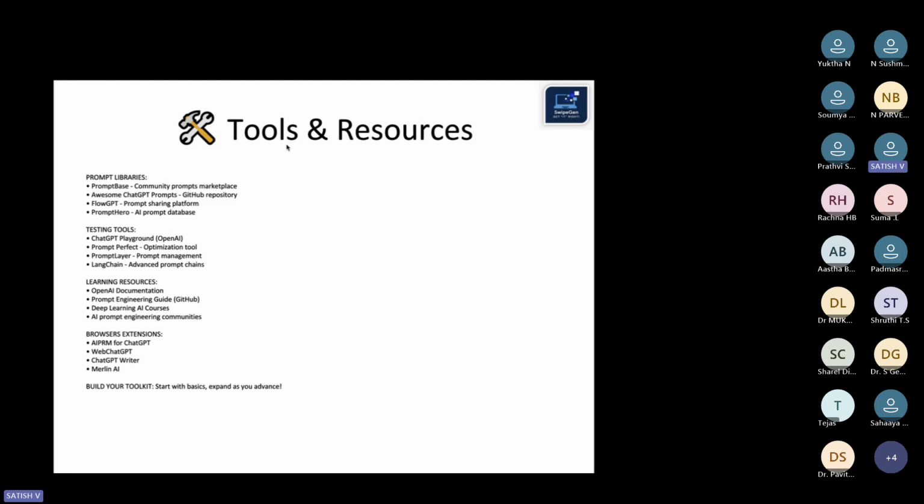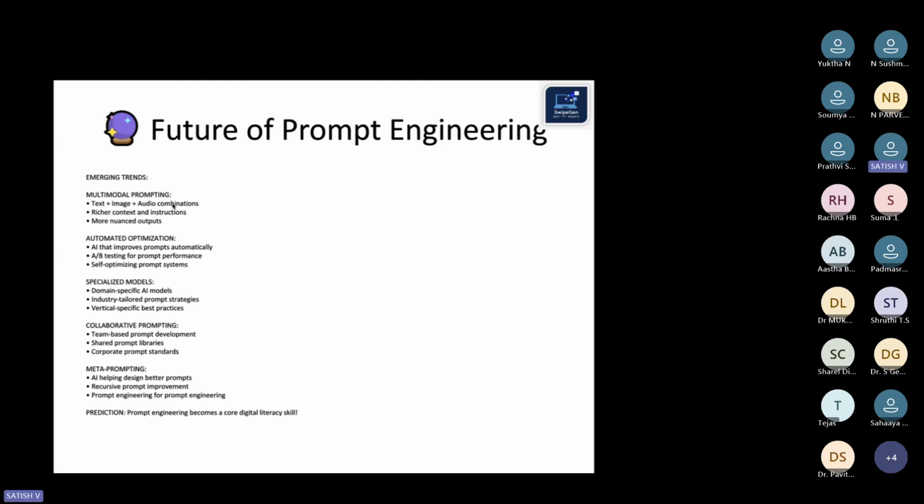This is one of the important slides which I always include at the end, so that we all can have better proficiency in prompt engineering. In the future, it would be text plus image plus audio combinations. Currently, we are in text plus image. In future, it would be a combination of these three. Then automated optimizations, and then we will have specialized models. In the same browser, you will have the capability to use a Claude model or a ChatGPT model or a Qwen AI model. So all this.